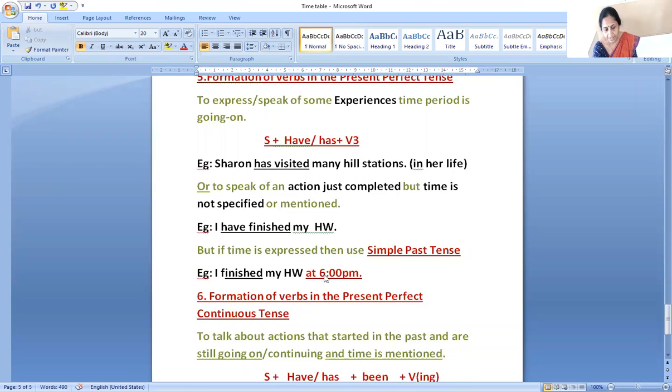If the time is specified, then you will put it into simple past tense. I finished my homework at 6 o'clock. Then you will say that it is over and you will put it in past tense.